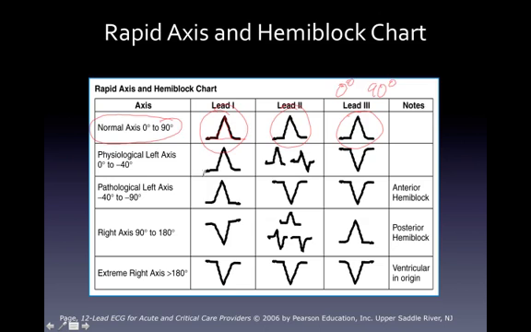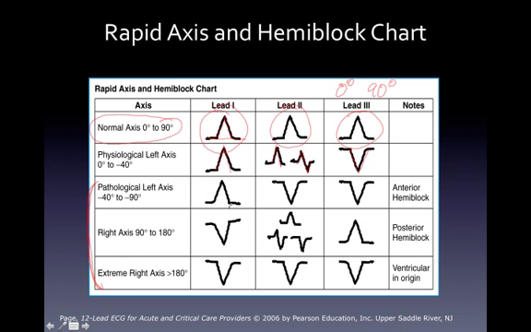Physiological left axis deviation: lead 1 would be in an upward position, lead 2 may be upward or biphasic, and lead 3 would be negative, below the isoelectric line. Now, these three here indicate pathology.